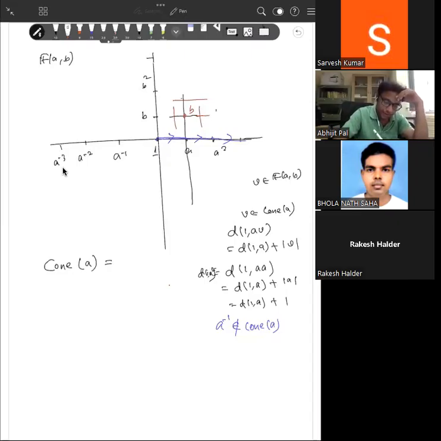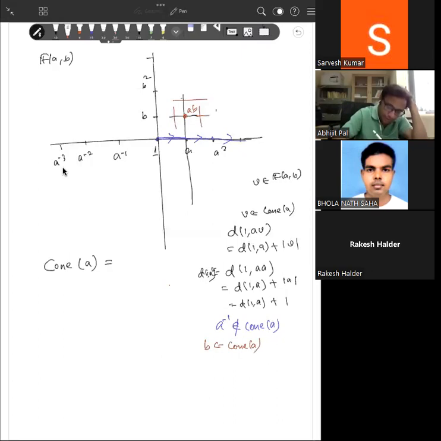So now, let us take this. What is this? This is your AB, right? This vertex is AB. Now let me ask you this question: does B belong to the cone of A? Yes, it belongs. So this will belong to the cone of A.